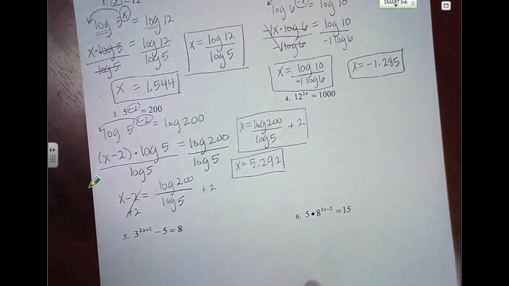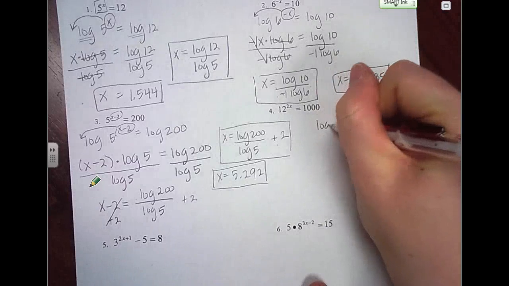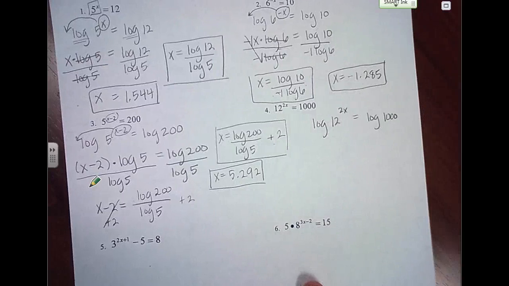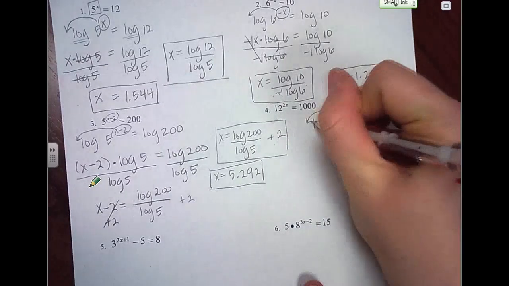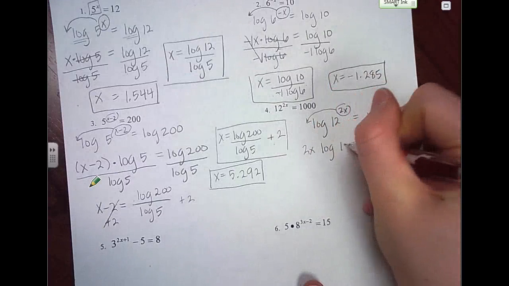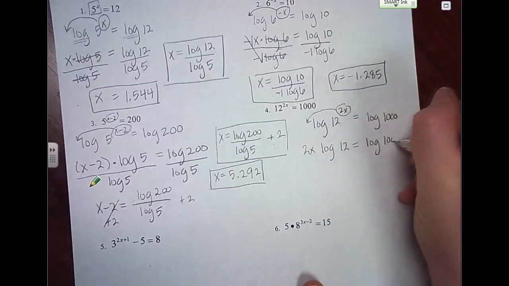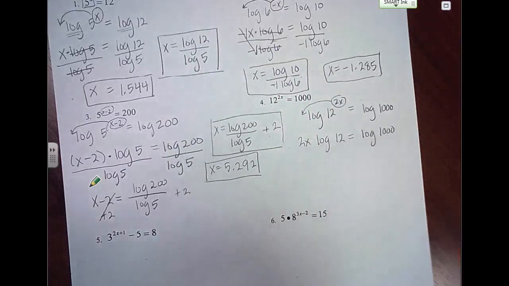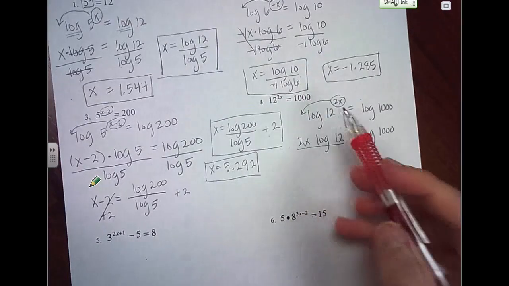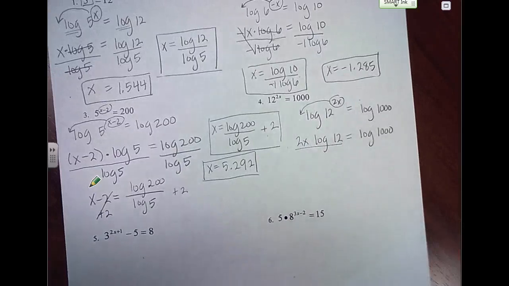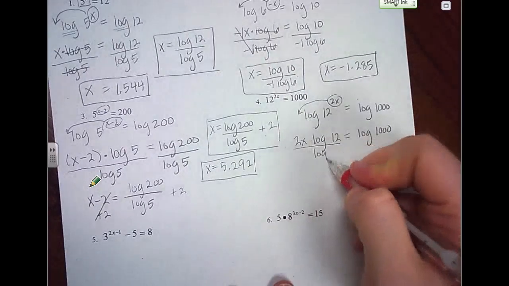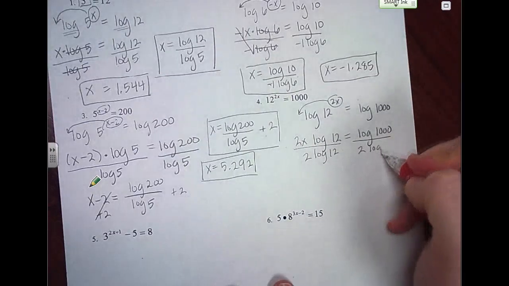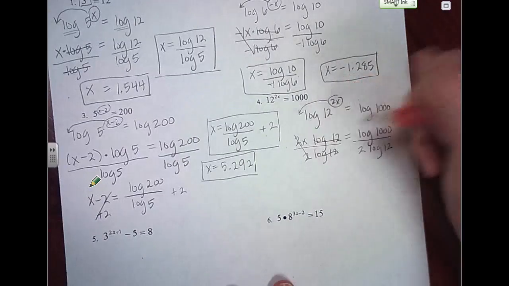Okay, number 4. Let's take the log of both sides. So log 12 to the 2x equals log 1,000. Bring that 2x in front. So 2x log 12 equals log 1,000. I have 3 things being multiplied here: 2 times x times log 12. So kind of like that negative 1 on number 2, I'm going to divide by the log 12, but since this is being multiplied, I can divide by that as well. So over here, I'm going to divide by 2 log 12. So the 2's cancel, log 12's cancel.